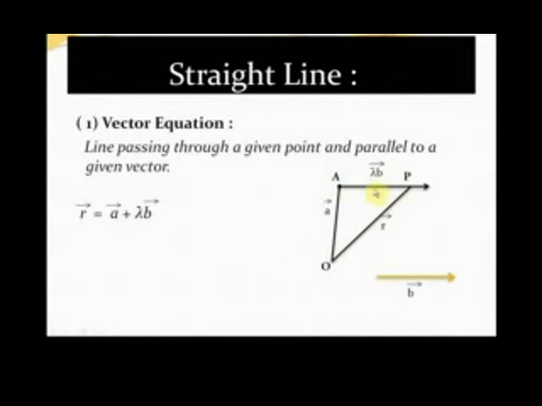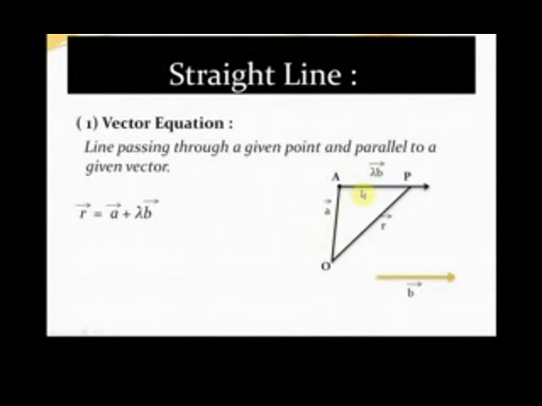Also we have been given that this line is parallel to a given vector. Let us say that this given vector is vector b. So this is the direction of vector b, and similarly this would be the direction of vector AP. Now as AP and this vector b are parallel to each other, therefore we can say that AP would be some multiple of this vector b. Thus AP is lambda times b.